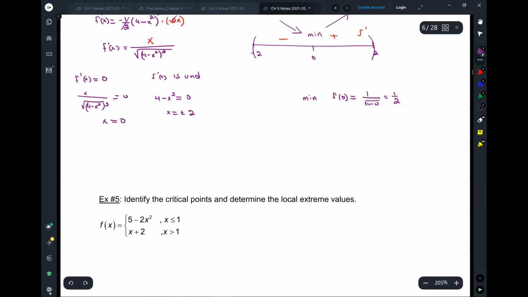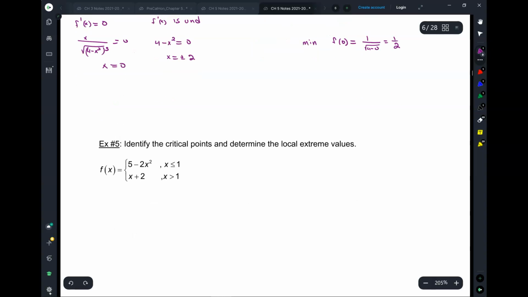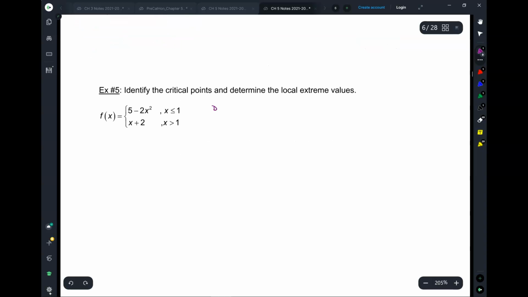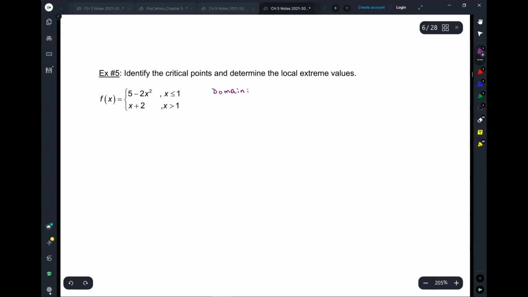All right, last one. Identify the critical points and determine the local extreme values. Let's do the domain first. This is a piecewise function. In the first piece I have a parabola, which means no restrictions on domain. After x is 1, I have a linear function, no restrictions on domain. So I'm good before x equals 1 and after x equals 1.